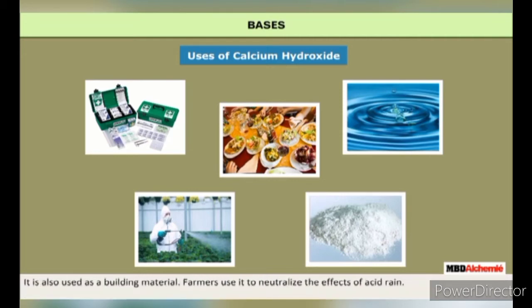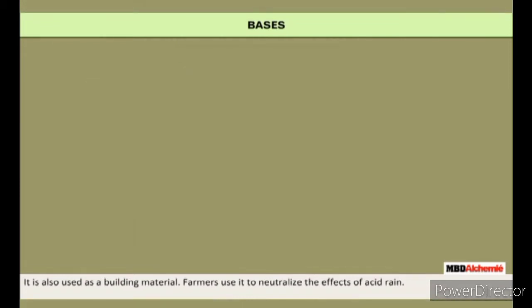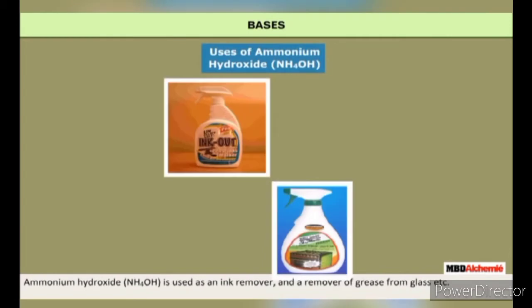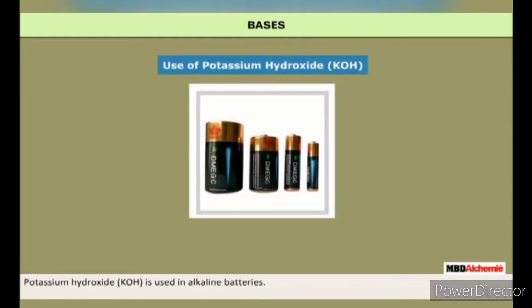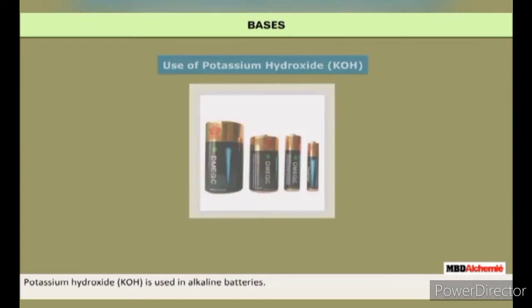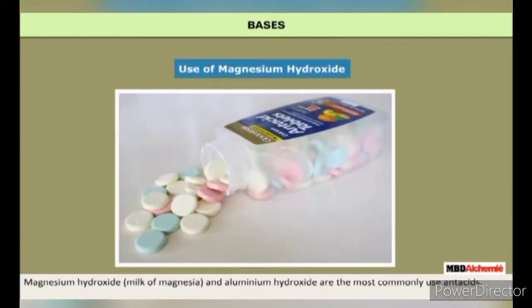It is also used as a building material. Farmers use it to neutralize the effect of acid rain. Ammonium hydroxide is used as an ink remover and a remover of grease from glass, etc. Potassium hydroxide is used in alkaline batteries. Magnesium hydroxide is used as an antacid.